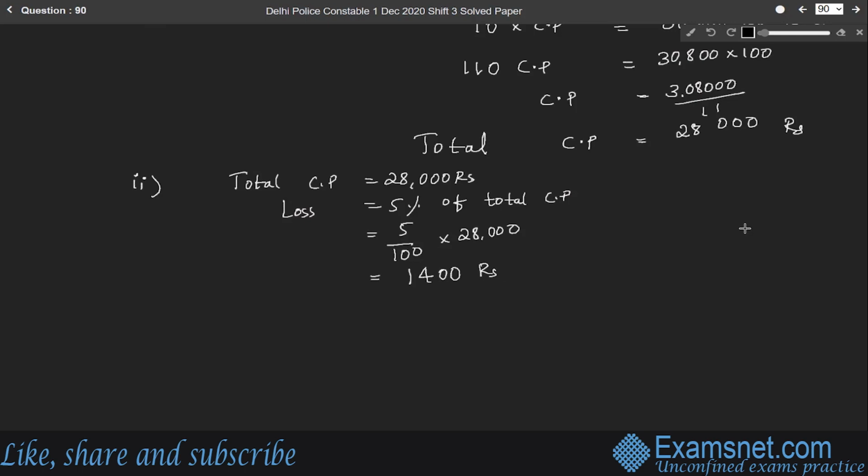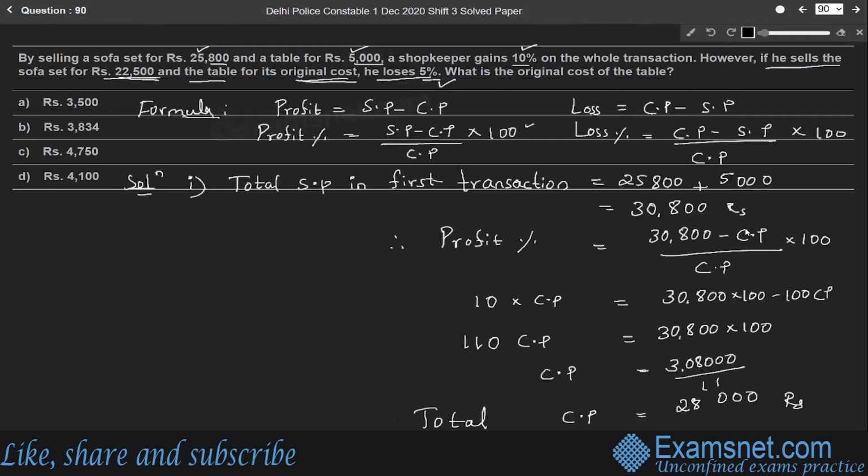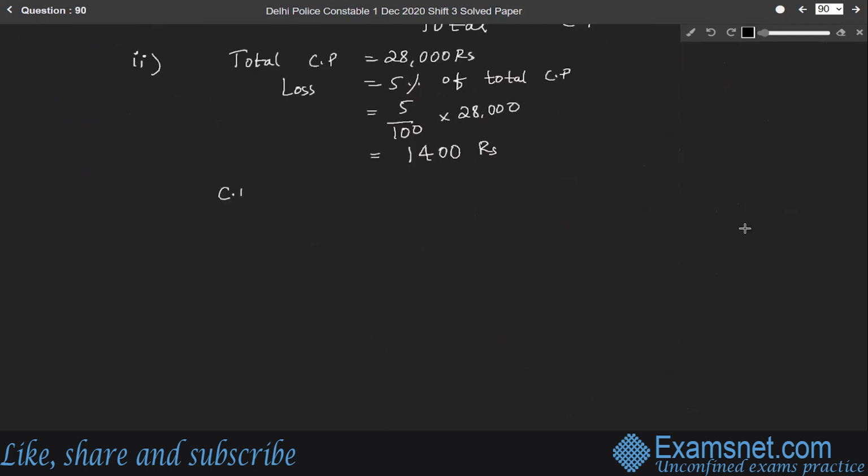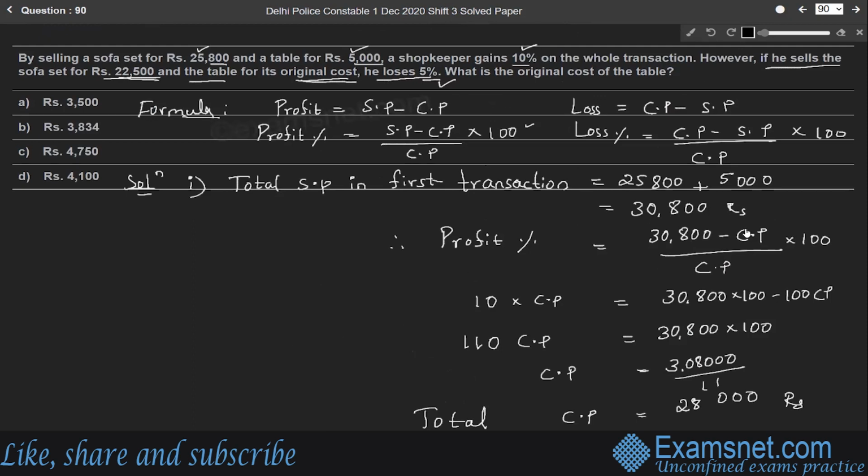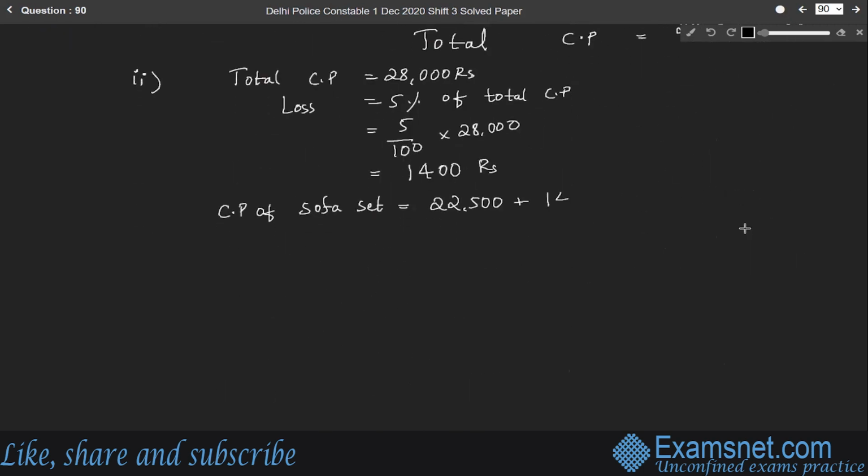Right. As the table is sold at cost price in the second transaction, the table is sold at its original cost. Then the cost price of the sofa set becomes, sorry, the sofa set was sold for 22,500. That's the selling price plus the loss of 1,400. So here 22,500 is the selling price and 1,400 is the loss. This gives the cost price of the sofa set, which is 23,900 rupees, right?